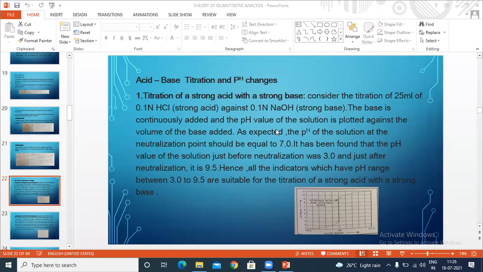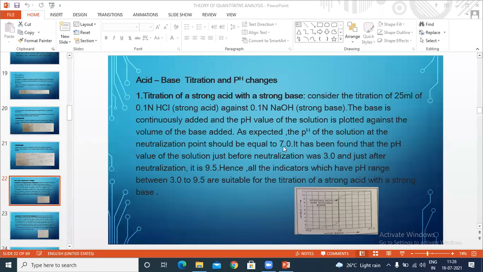After that, if you add excess sodium hydroxide, only base is present in the conical flask. Since sodium hydroxide is a strong base, the pH value becomes somewhat higher, which we can observe as the pH changes with the addition of base. If you draw a graph, it looks like this. See, the base is continuously added and the pH value of the solution is plotted against the volume of base added. As expected, the pH of the solution at the neutralization point should be equal to 7.